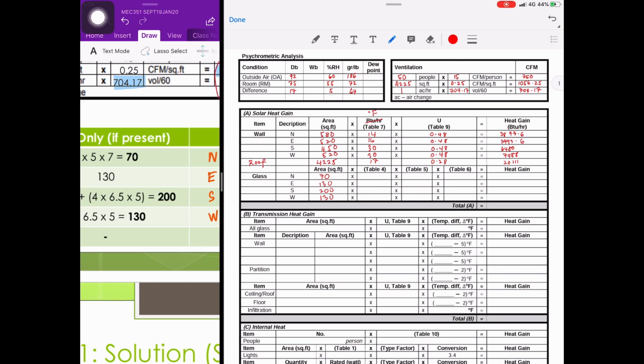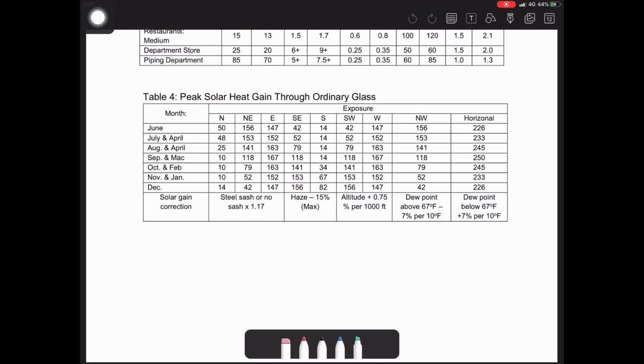Next, we are going to refer to table 4. Normally, we are going to refer to the question for the design month. However, if it has not been given, normally we are going to choose the month of September and March. And for our case, we are going to choose the exposure sides, which are north, east, south, and west, with values for the north 10, east 167, south 14, and west 167.